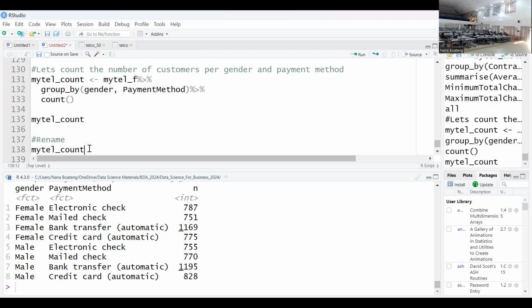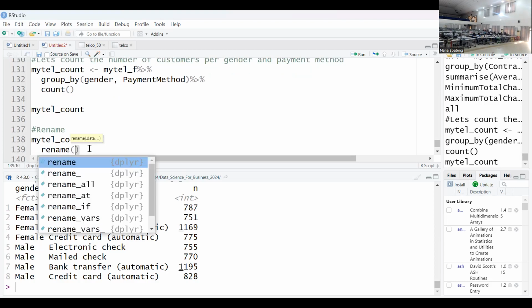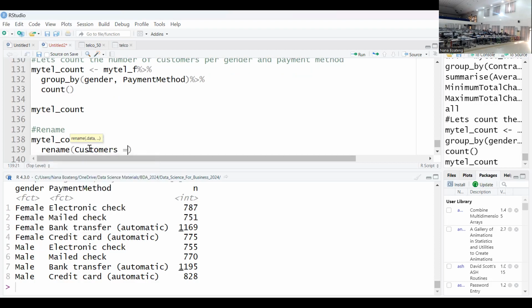And then we pipe that into the rename function. Now, what name do you want to give to it? You want to give it customers. So customers is equal to the name that is there now, which is N, isn't it? So you bring the name that you want to use, equal to what is there already that you want to replace. So you want to replace N. All right, so let's run this.